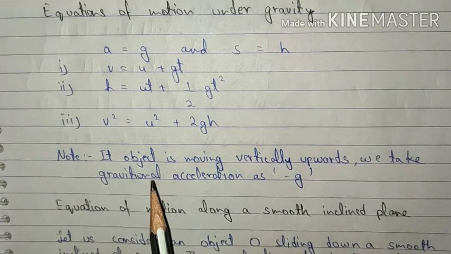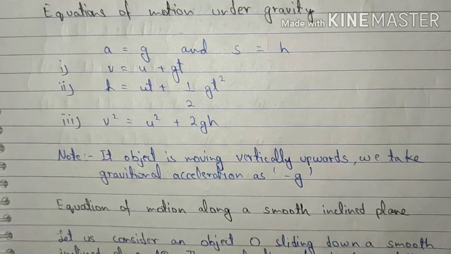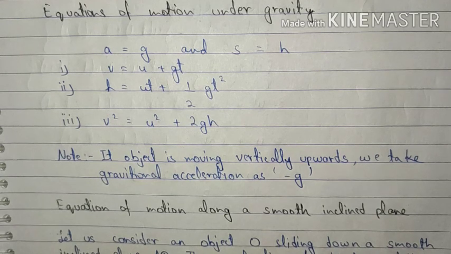Note one thing, that if the object is moving vertically upwards, then the value of gravitational acceleration is taken as negative, because the object is moving in a direction opposite to the direction of gravitational acceleration or gravitational force.